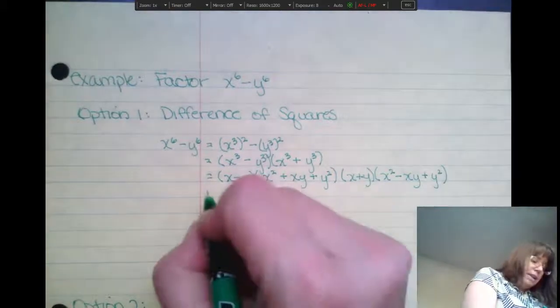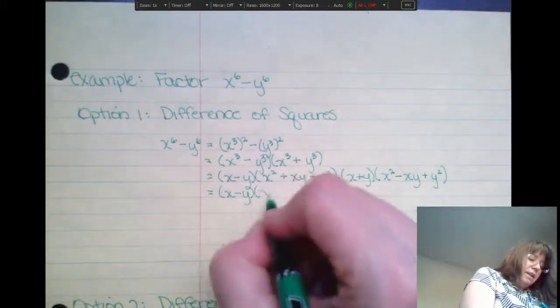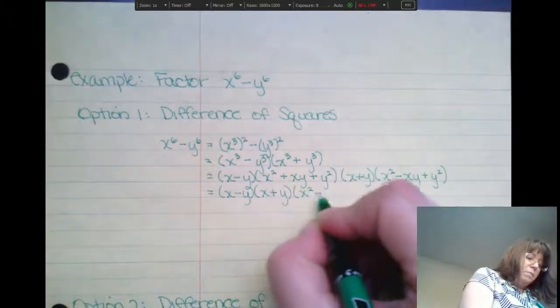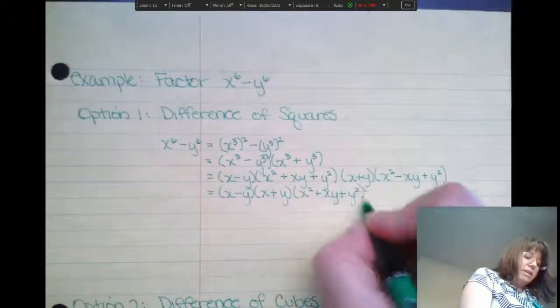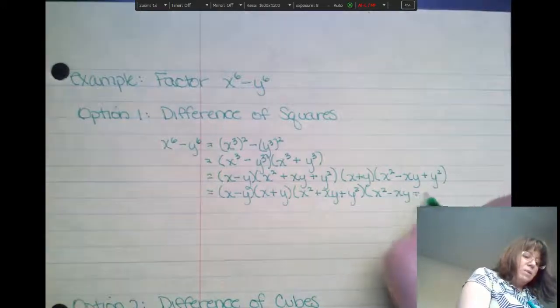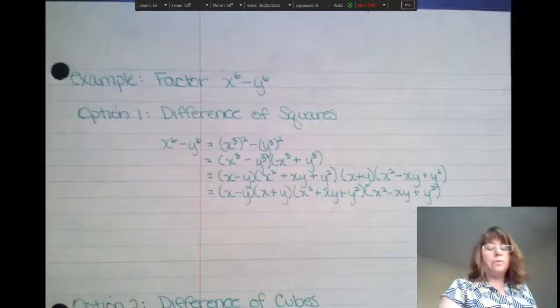Now you may want to write it nice and neat. Put the smaller terms out front. x plus y, x squared plus xy plus y squared, times x squared minus xy plus y squared. You don't have to do that, but maybe it looks a little neater to you.